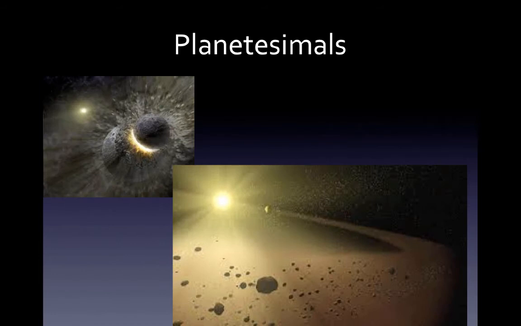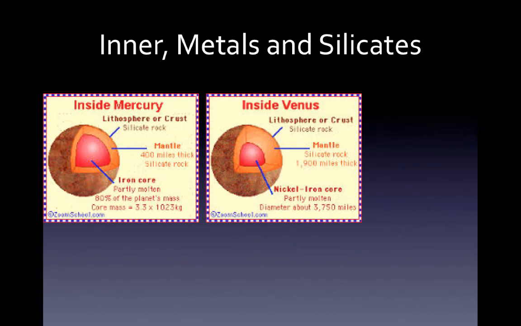After our planetesimals have been formed and they've created a gravitational field and pulled all of the other stuff into them, we now get planets. In the formation of our solar system, we have two different types of planets. We have inner or terrestrial planets and outer or Jovian planets.